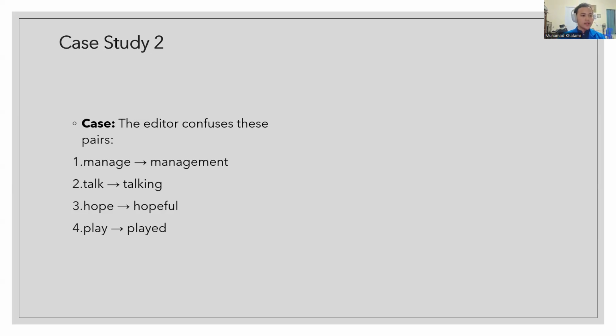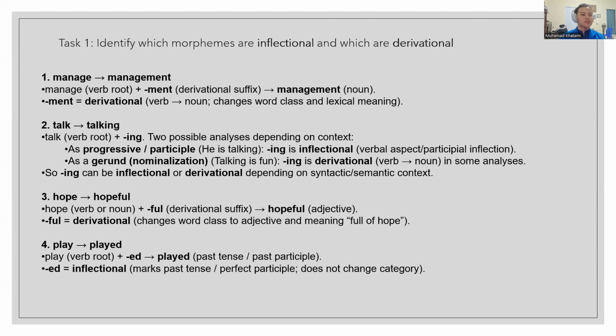For this case, the editor confuses these pairs. First one, manage to management. Second, talk into talking. Third is hope to hopeful. And lastly, number 4 is play to played. So the first task is to identify which morphemes are inflectional and which are derivational.